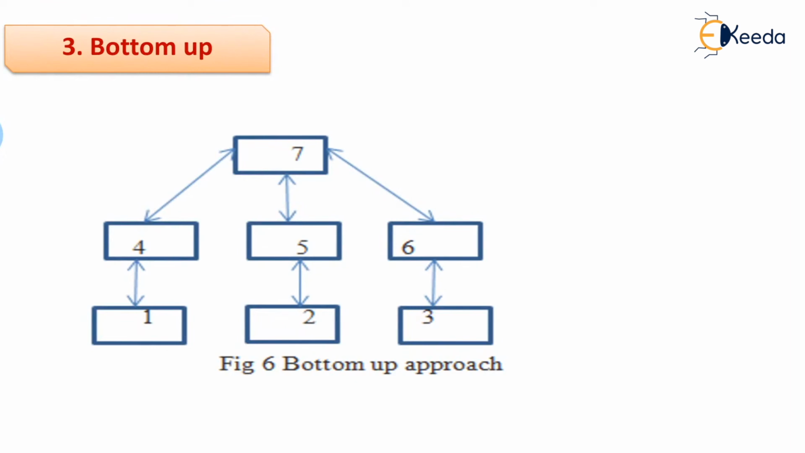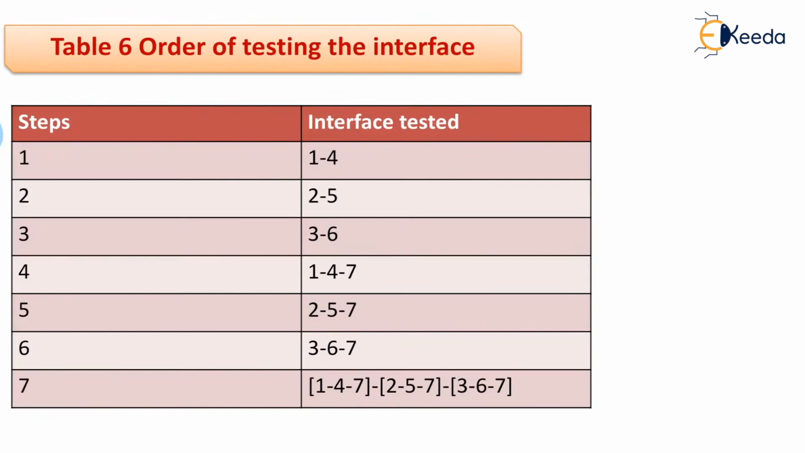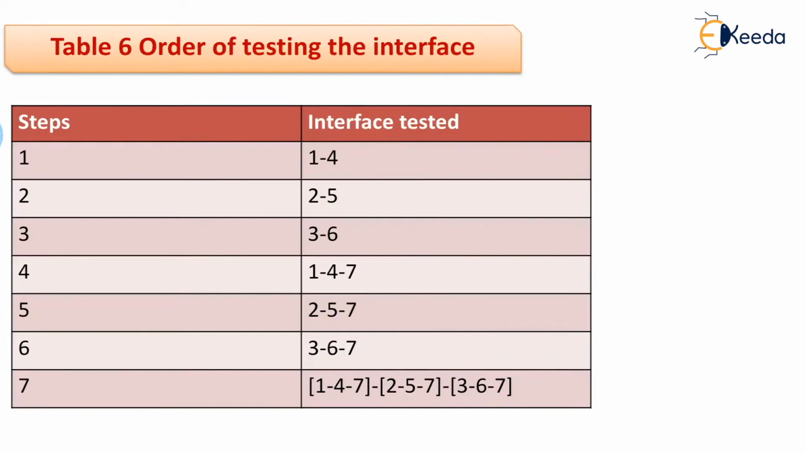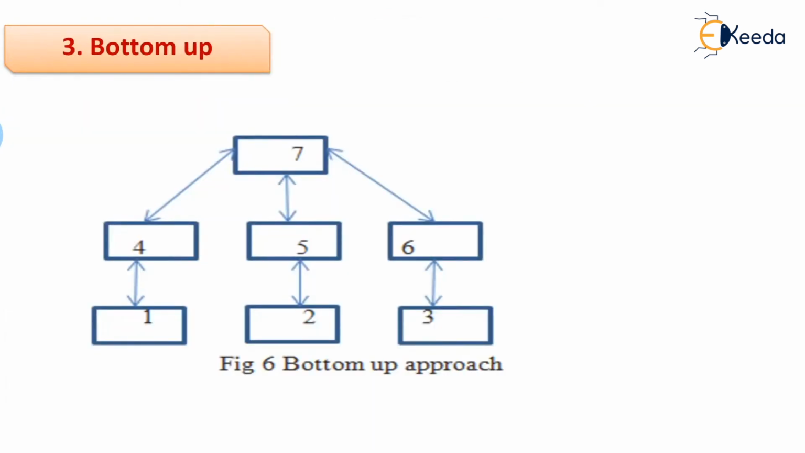That is, step 1 is 1, 4. Step 2 is 2, 5. Step 3 is 3, 6. Step 4 is 1, 4, 7. Next step is 2, 5, 7. Next is 3, 6, 7. And in the end, the entire thing: 1, 4, 7, 2, 5, 7, and 3, 6, 7. See how this is written, the same way as top down.